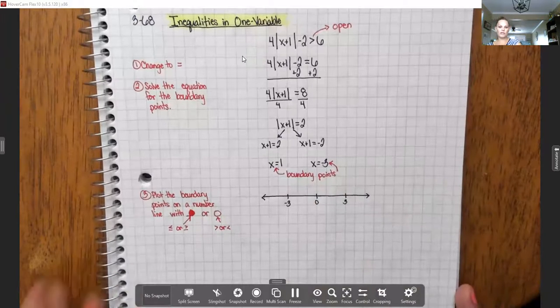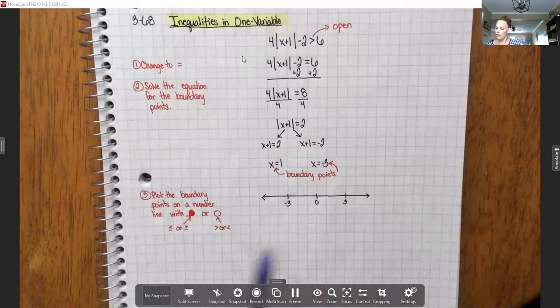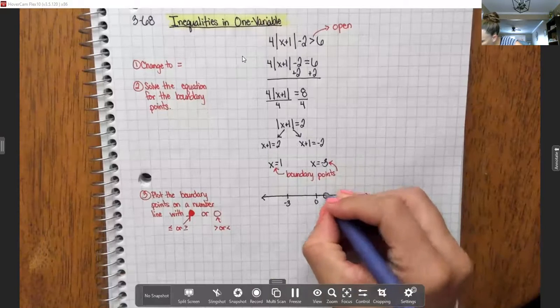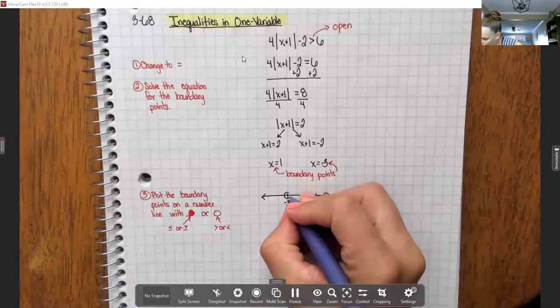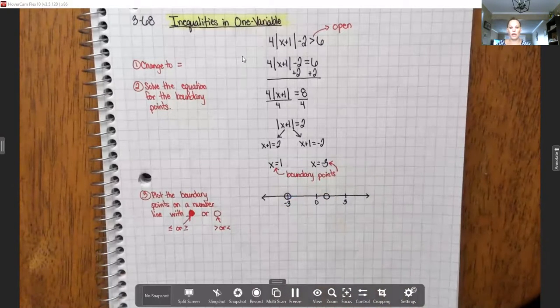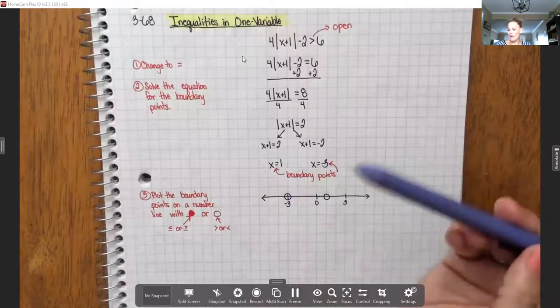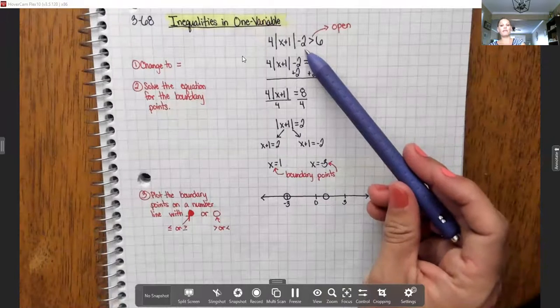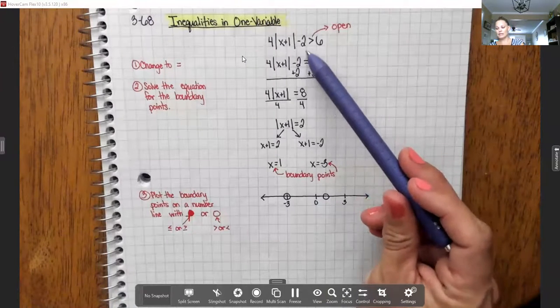So I just set up a number line. My boundary points are going to be at 1 and negative 3. And my circles are open, again, because it doesn't have or equal to. What that means is if I plugged in 1 to this inequality, it's going to be a false statement. I would have 6 is greater than 6.